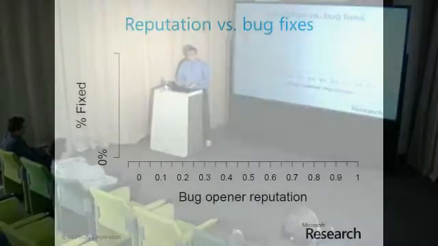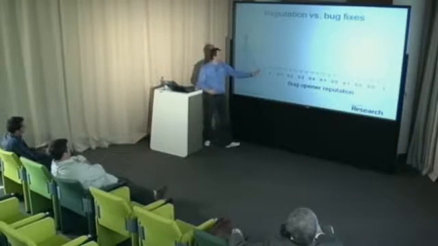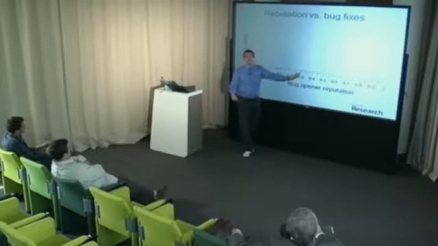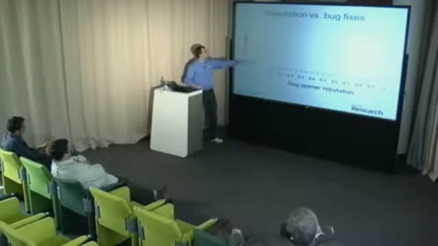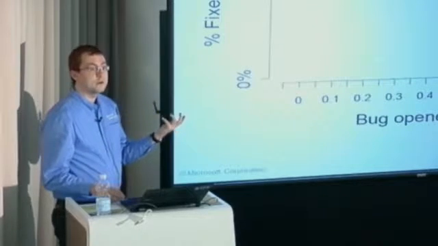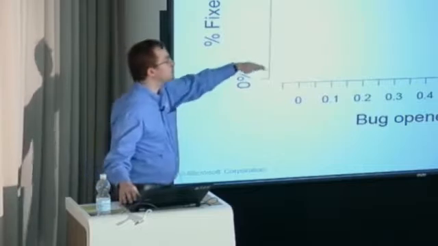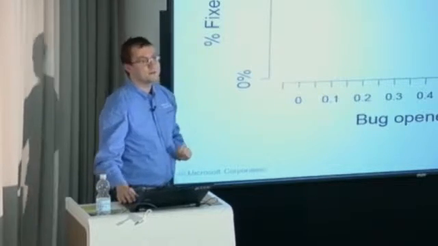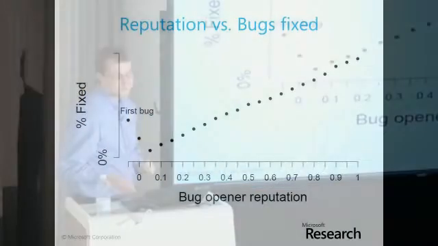And so what we essentially found is, so that's the result. I'm not showing the result yet, but essentially on the x-axis, you can see the reputation of a person who opened the bug. And on the y-axis, you see the likelihood that the bug was fixed. Unfortunately, I cannot show you the y-axis for the labels, but I'm sure you can figure it out.